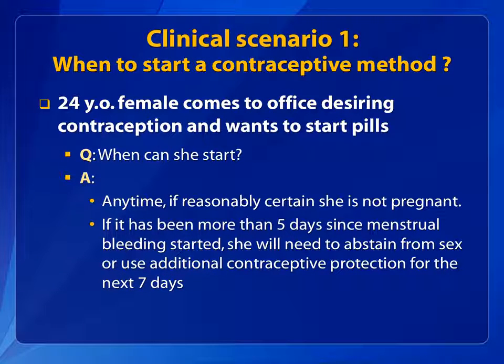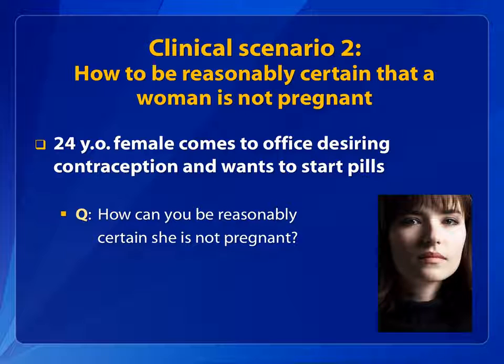So, returning to our patient and answering this question, the recommendation for pills and for all methods is a woman can start a method anytime if a provider can be reasonably certain she is not pregnant. If it has been more than 5 days since menstrual bleeding started, she will need to abstain from sex or use additional contraception for the next 7 days after starting her combined pills. For the next question, we want to know how we can be reasonably certain she is not pregnant.